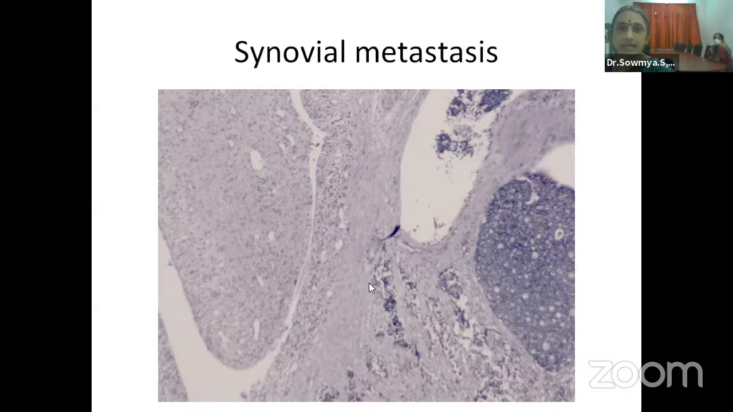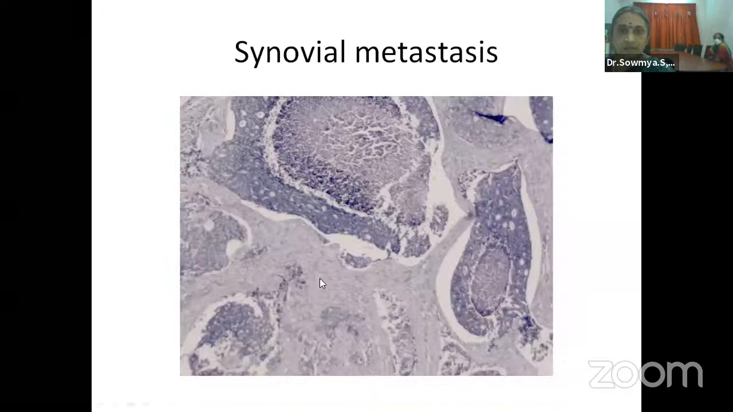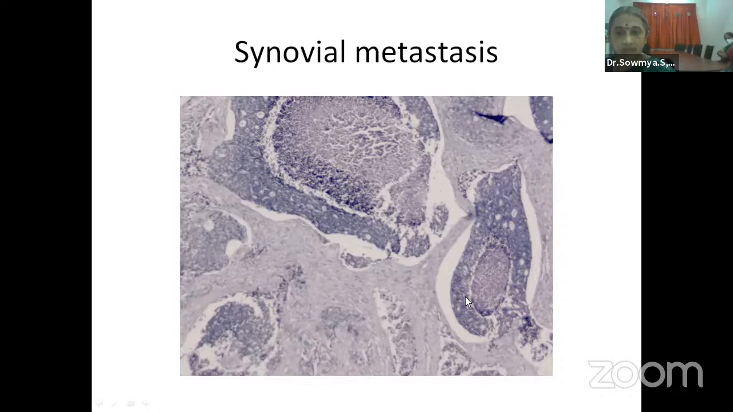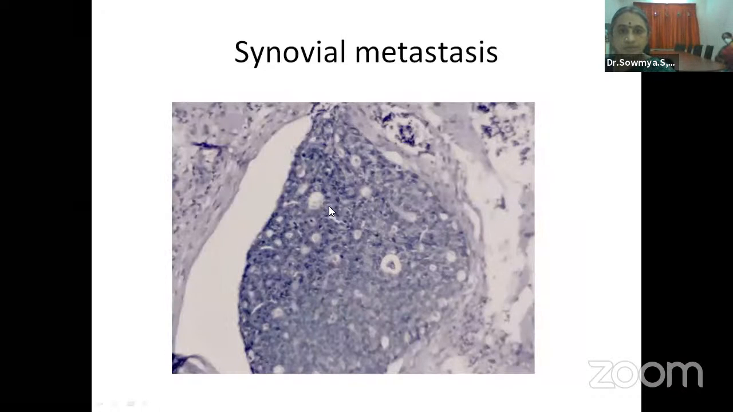So you can see synovial metastasis, and here you can see these tumor cells with the comedo pattern of necrosis, typically as you see in carcinoma breast. So this can happen, so we have to see carefully.